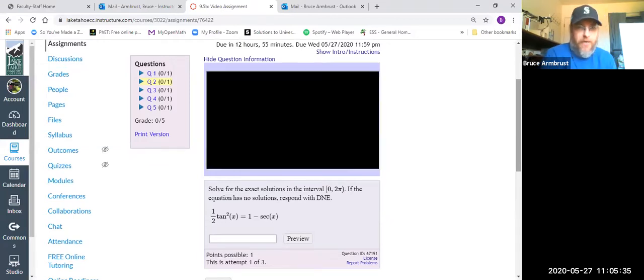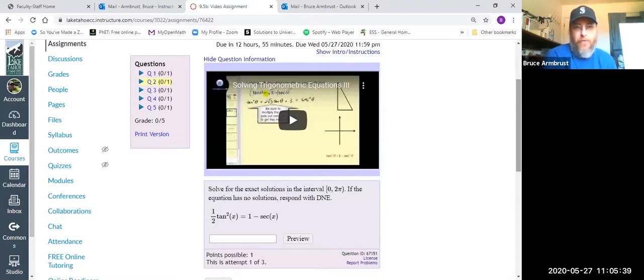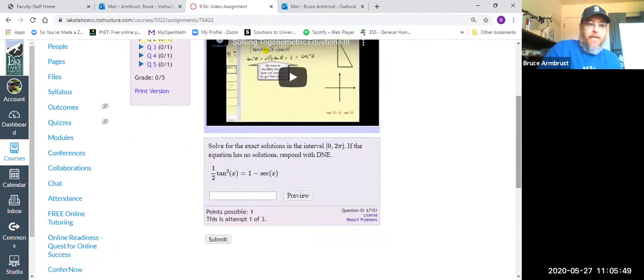So for number 2, it says we want to solve for the exact solutions in the interval 0 to 2 pi. And if it has none, we'll make it known. So again, your equation might not be exactly like mine, but at least should be similar. So let me go ahead and write this up on the board. And then we'll talk about how we're going to attack it. So we got 1/2 tangent squared x equals 1 minus secant of x.